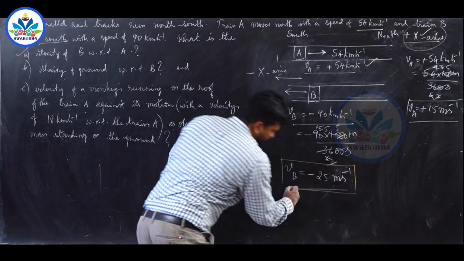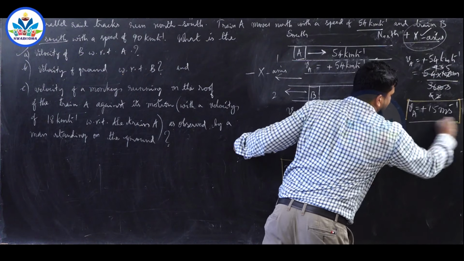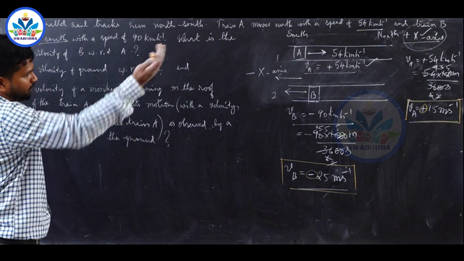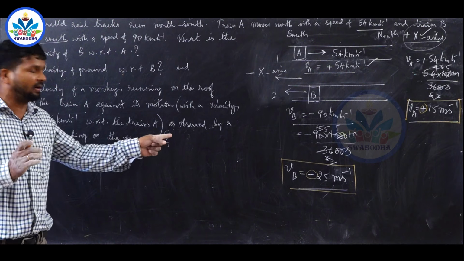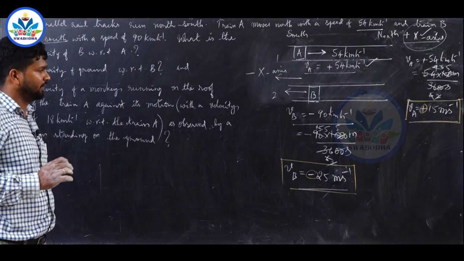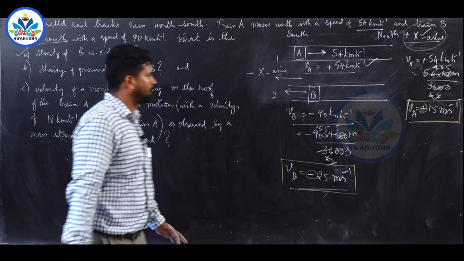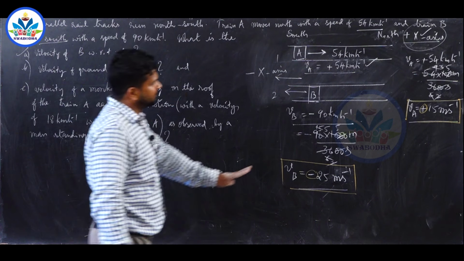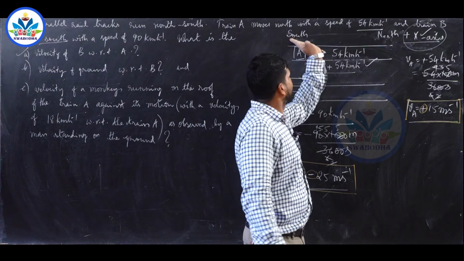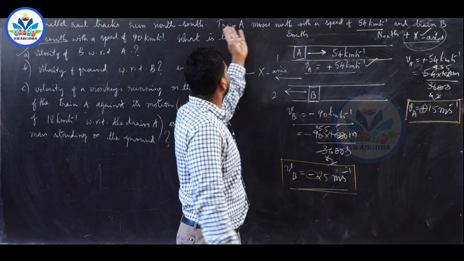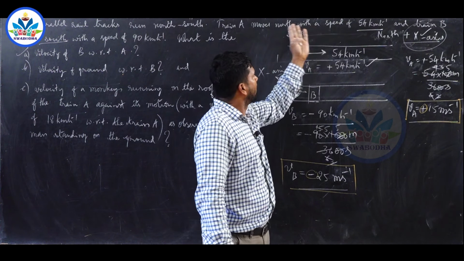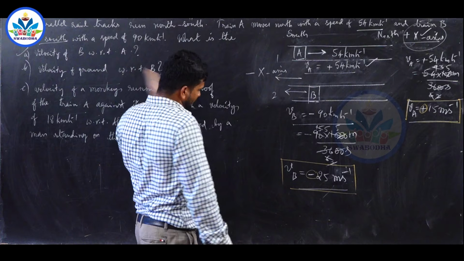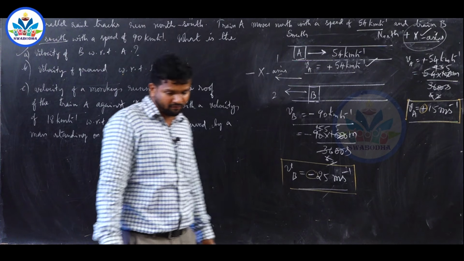VB equals minus 25 meter per second, VA equals plus 15. Plus means it is moving in the positive x direction from south to north. VB is minus 25 meter per second, that is moving from north to south. Minus 25, that is very important. Once the two directions are specified properly, from south to north positive, from north to south negative, train A moves north, so its speed will be positive, converted into meter per second. Train B moves south, so it will be negative, 25 meter per second.